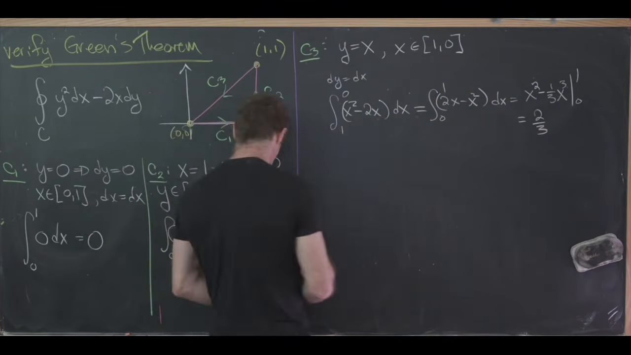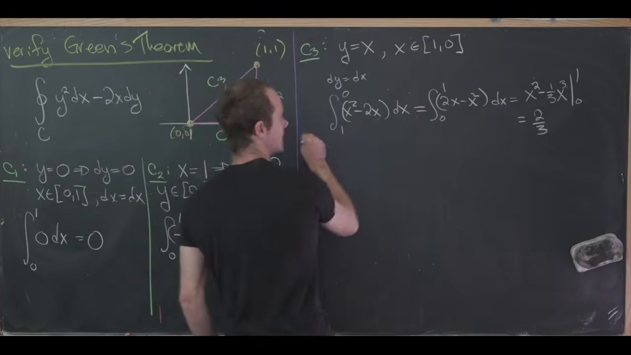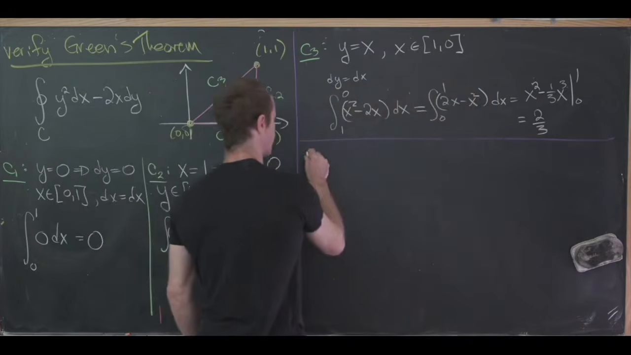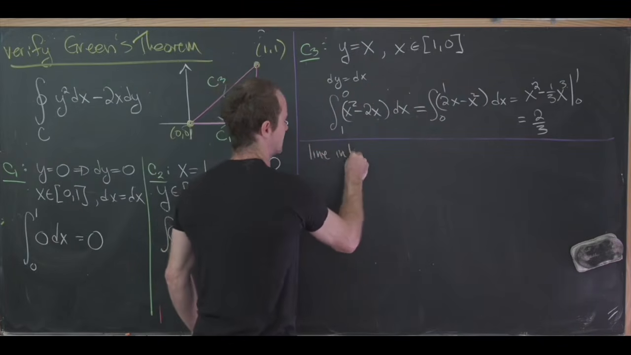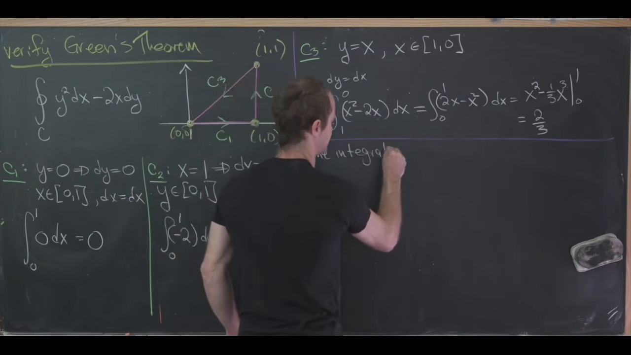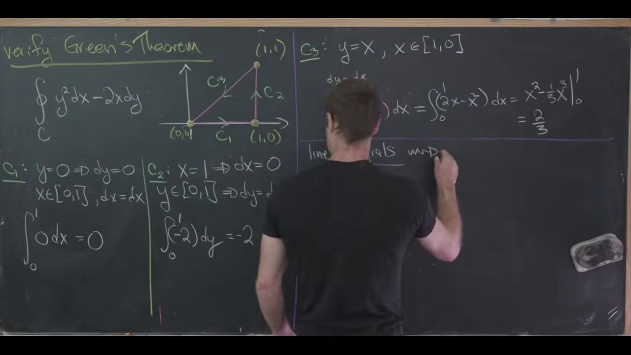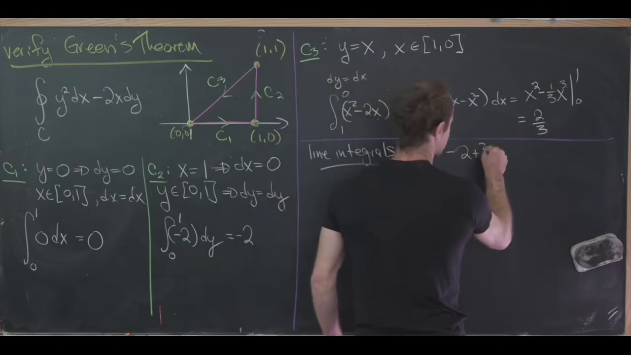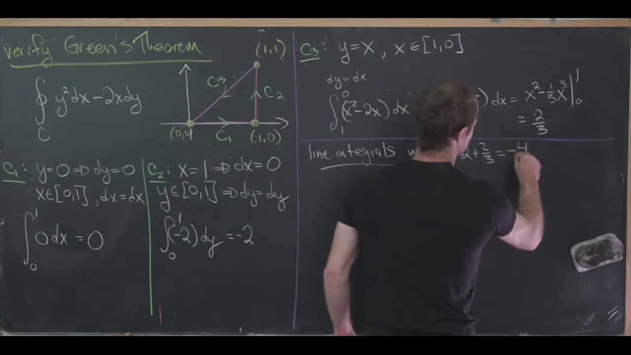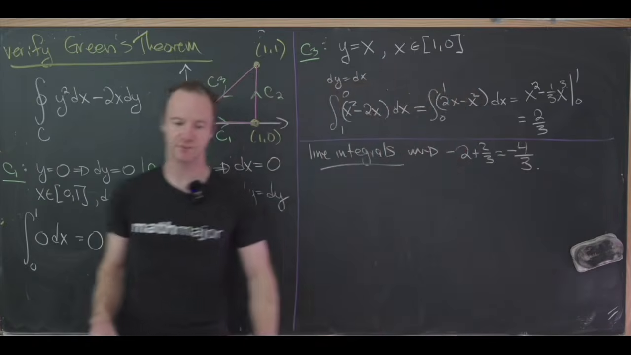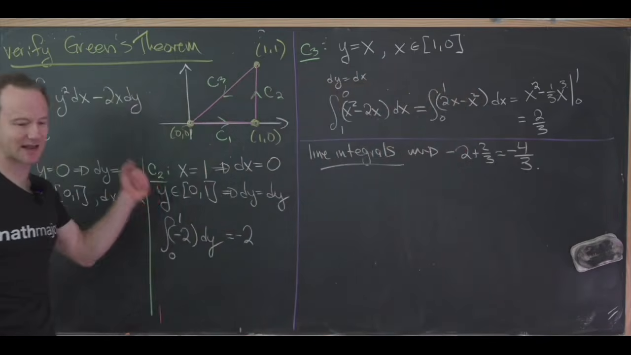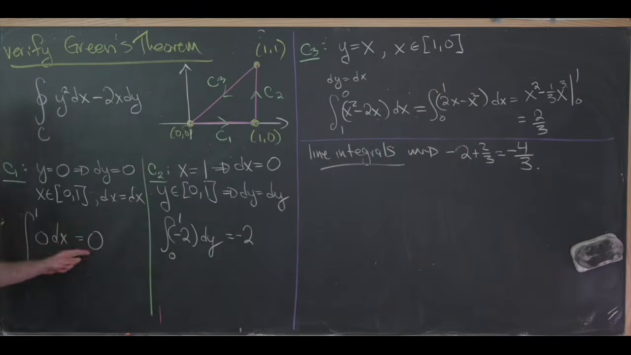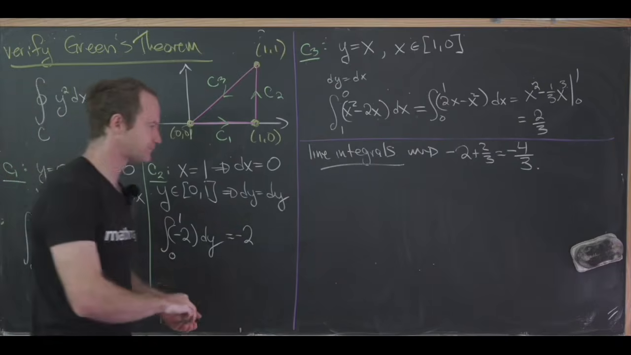Okay, so putting this all together, we see that our line integrals give us -2 plus 2/3, which is -4/3. That's what we get from our line integrals, just adding them up. I guess like plus 0, but I didn't write that in.